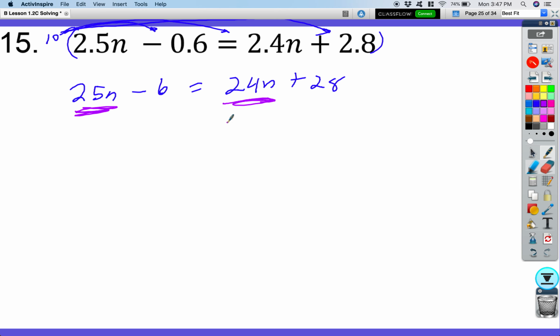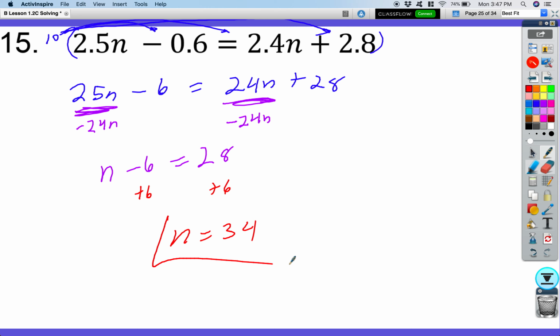So what I'm doing is I'm going to subtract 24n on both sides of the equation sign to give me n minus 6 is equal to 28. And then I'm going to add 6 to get n is equal to 34. So if I plugged in 34 into that, I would get the correct answer. All right, guys, almost done here, so let's keep rocking and rolling.